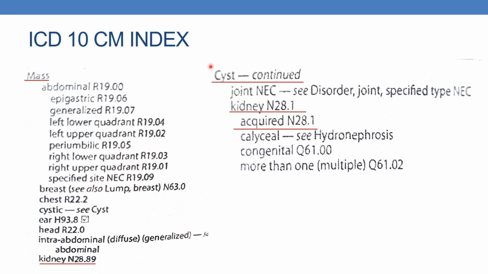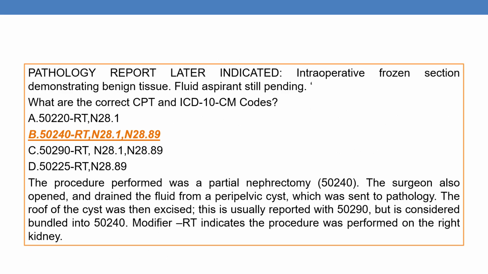And if you go to cyst, under cyst you can find kidney. Under kidney you can find acquired. Both for kidney and acquired the code is the same, N28.1. So these two are the ICDs, N28.89 and N28.1. Now, if we see the options, the pathology report later indicated intraoperative frozen section demonstrating benign tissue, fluid aspirate still pending.